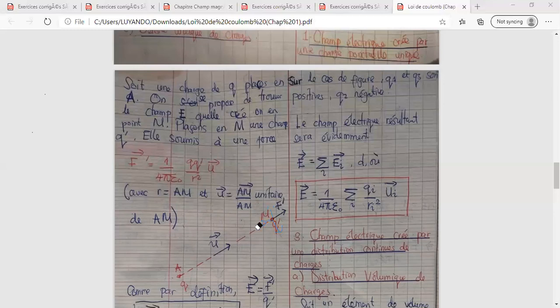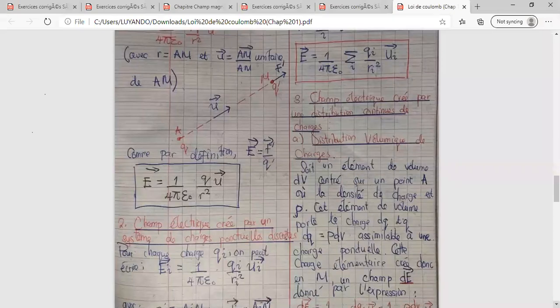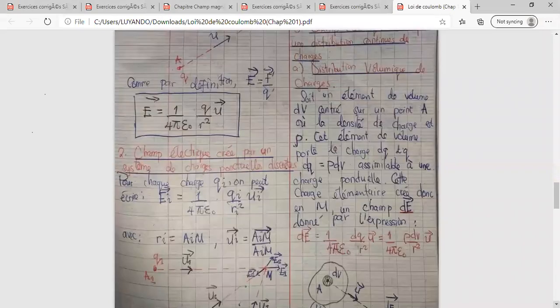Okay, so with the few minutes, we'll continue. We've talked about the electric field. Now we have the electric field created by a system of discrete point charges.